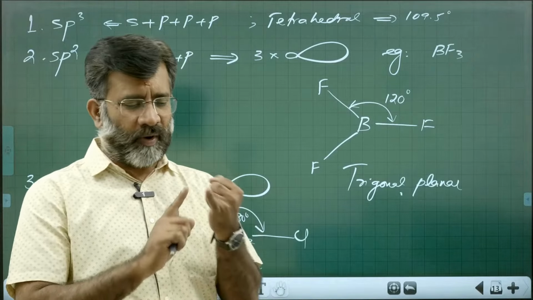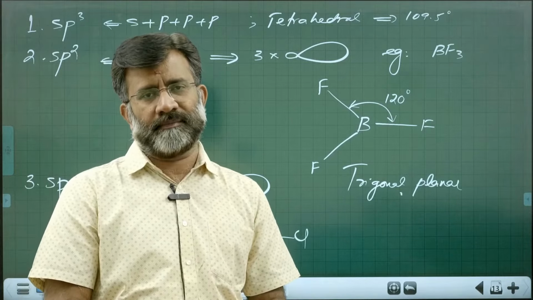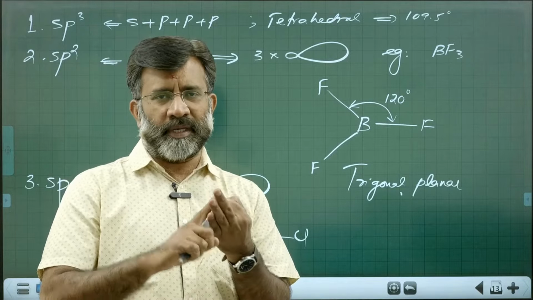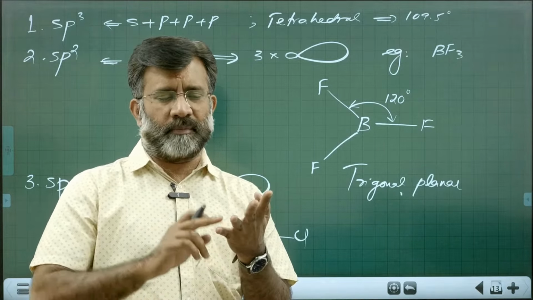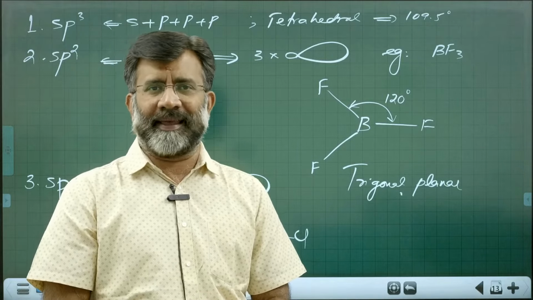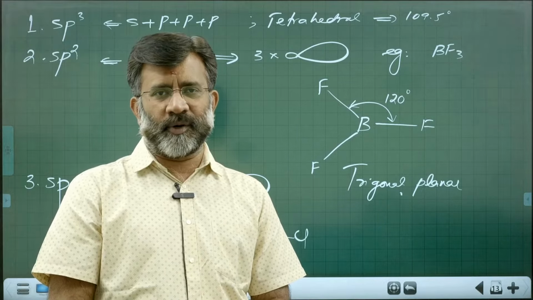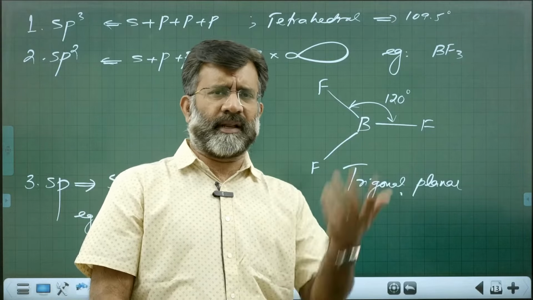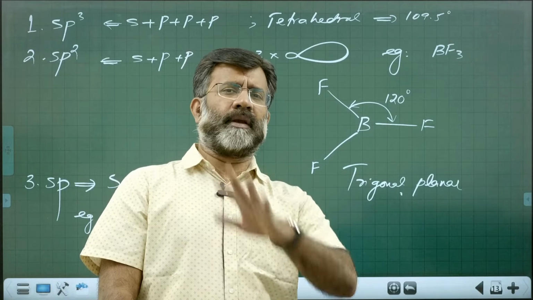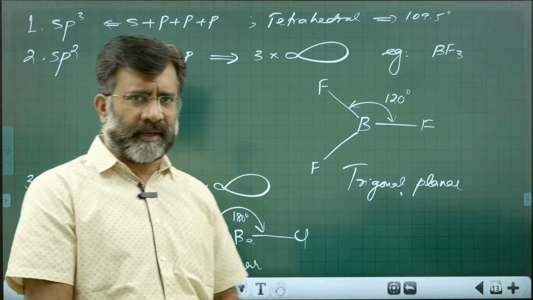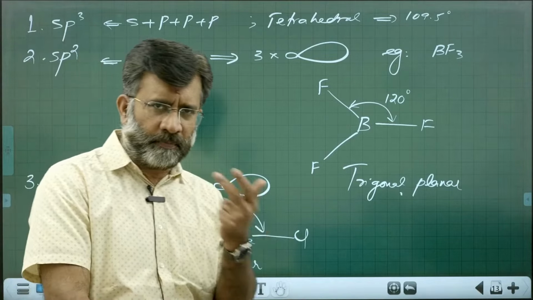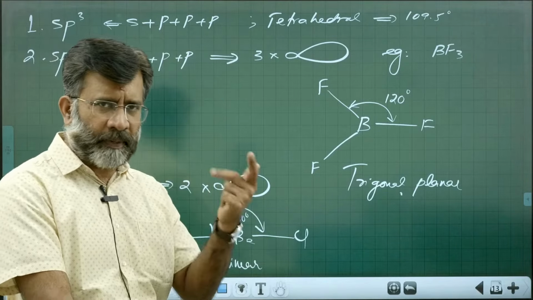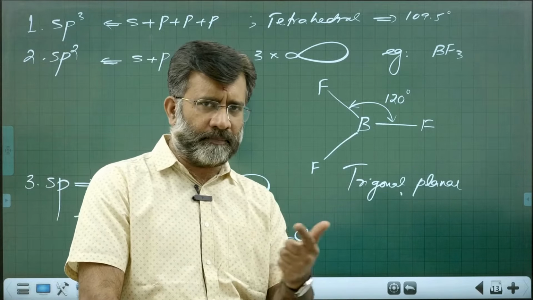sp means one s orbital, one p orbital. sp2 means one s orbital, two p orbitals. sp3 means one s orbital and three p orbitals. Like that. Is that over? No, there are many cases. The most prominent cases that we discuss in the chapter are sp linear 180, sp2 planar 120, sp3 tetrahedral 109.5 degrees.